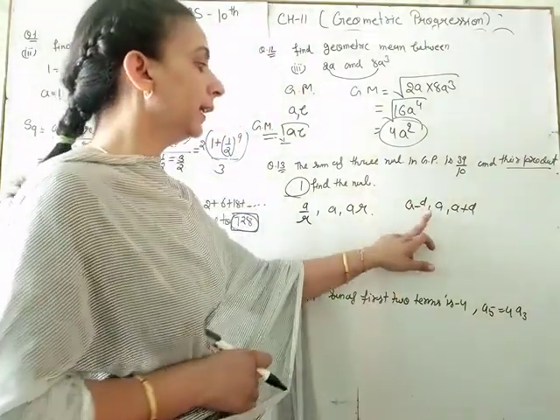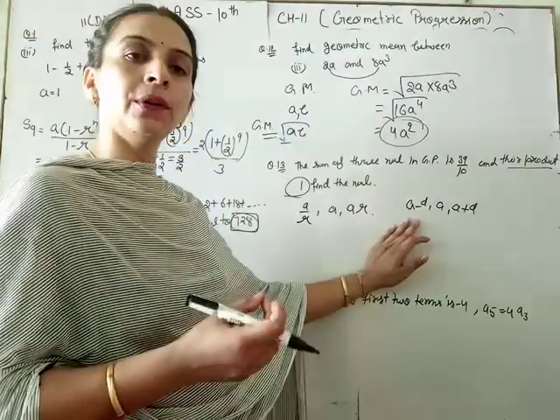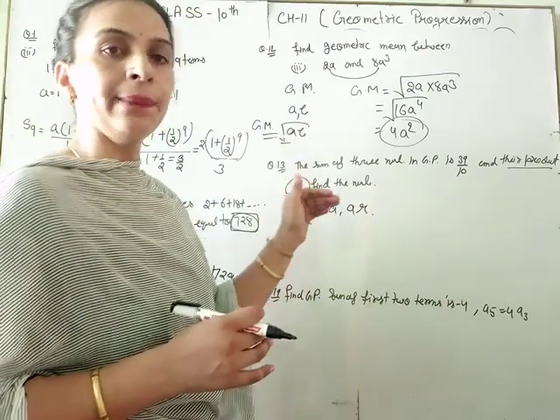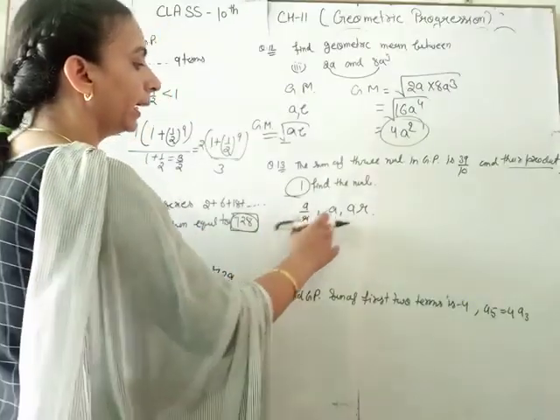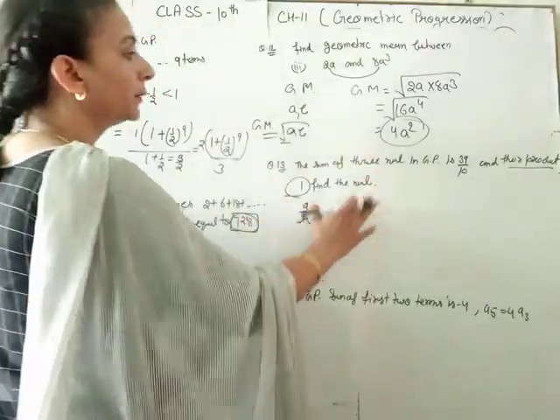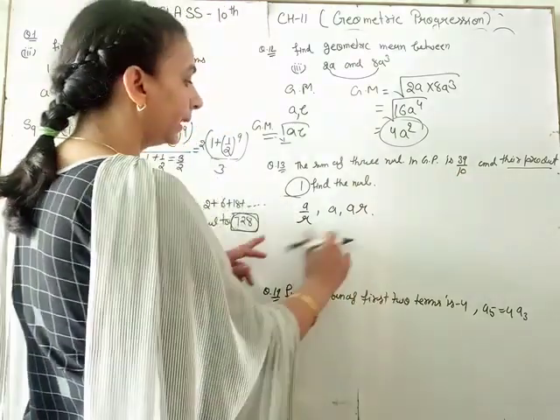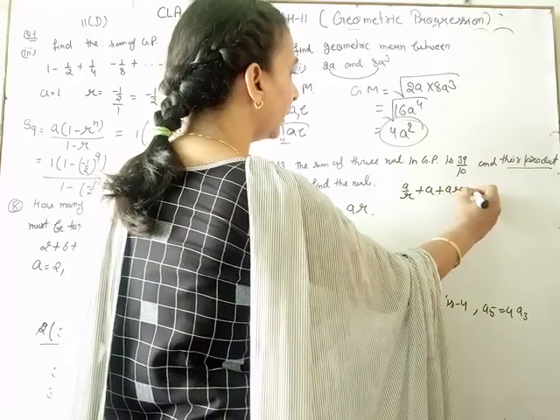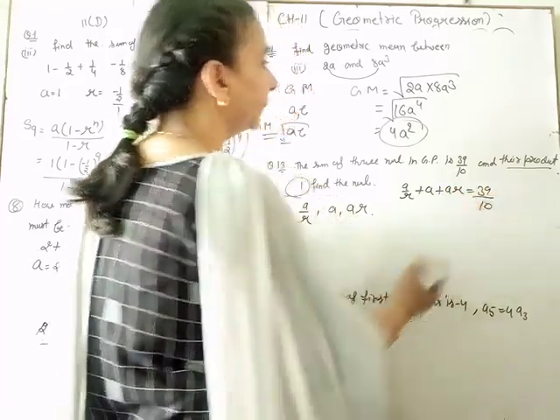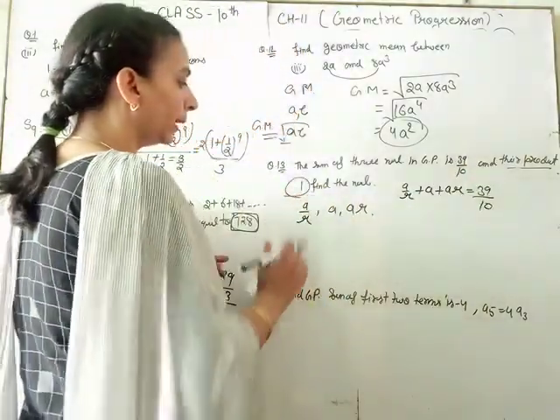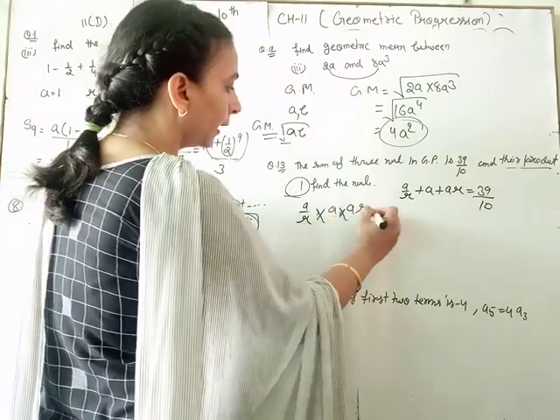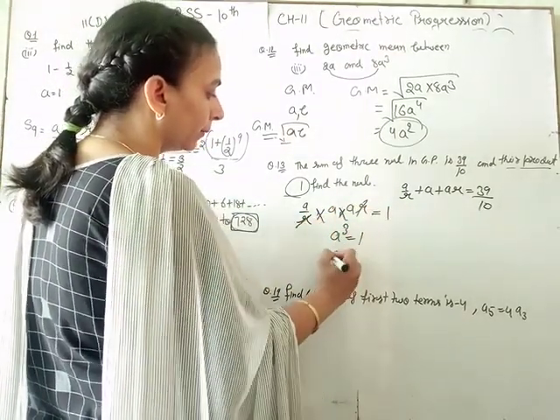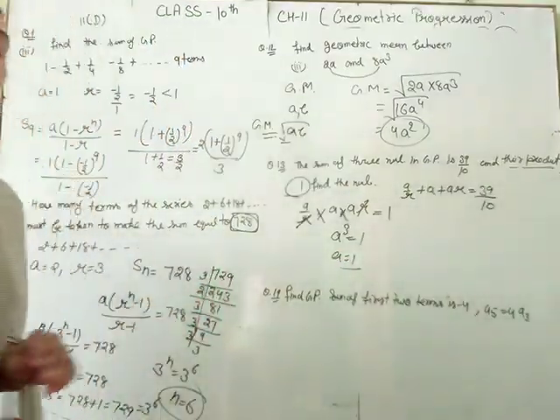This is also used for four, five and six terms, same as in AP. Okay, a by r, a, ar. The sum of three terms is 39 by 10, then a by r plus a plus ar equals 39 by 10, and the product equals 1. The product of these is 1, then r and r cancel, a cubed equals 1. What is the value of a? The value of a equals 1.